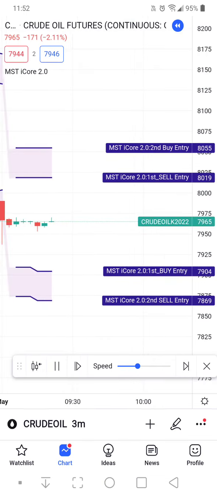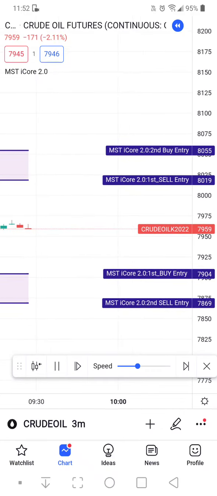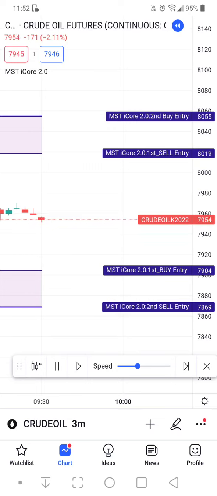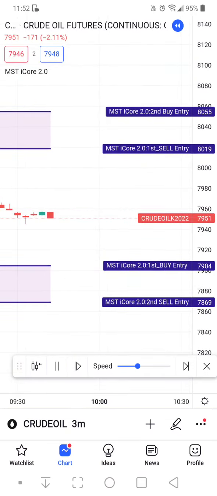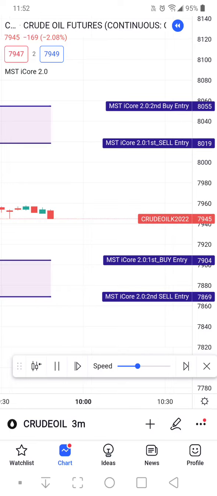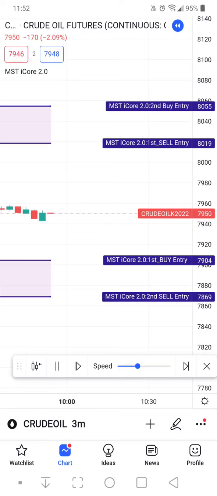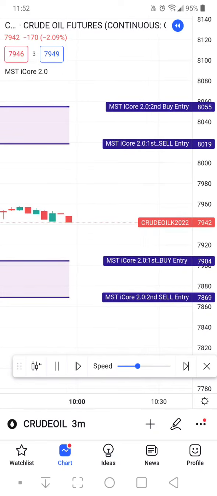So now the market is not yet moving either side. Whichever side is moving first, that side only we will be trading. The other side we will be ignoring. Don't forget, we will be trading one trade per day. If buy got activated, only the buy side will be there unless the SL hits. If sell got activated, we will be in sell unless the SL hits. We are not going to trade again and again.